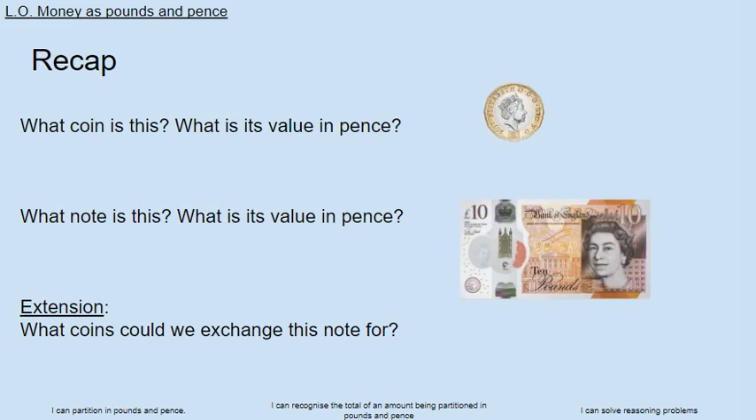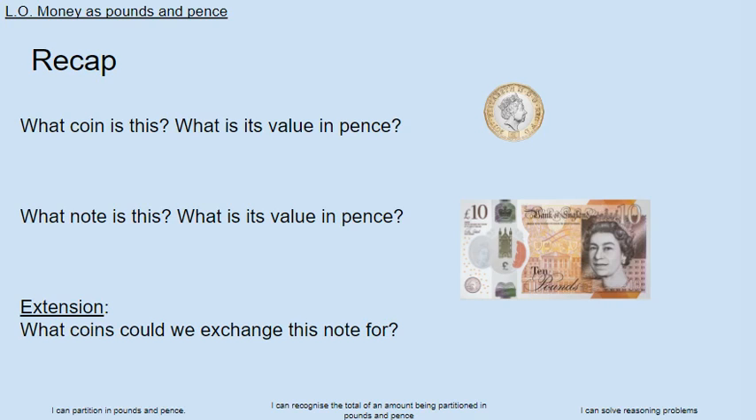Just a quick recap. What coin is this? What is its value in pence? So, what's that coin? Remember, it's not the circular one, it's the one with a lot of different sides. What note is this? And what is its value in pence? Oh my goodness. And as an extension, what coins could we exchange this note for?